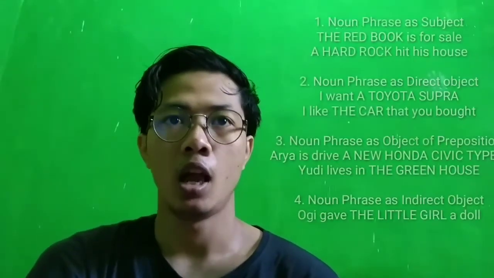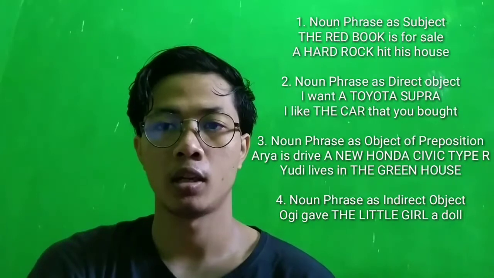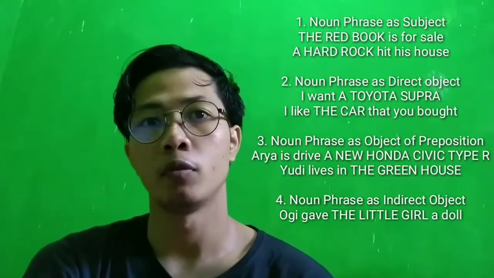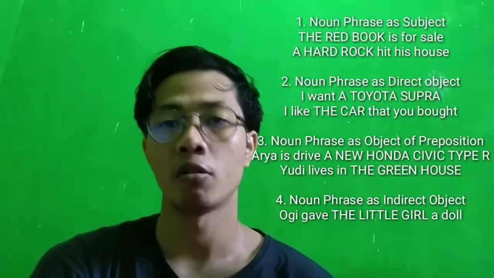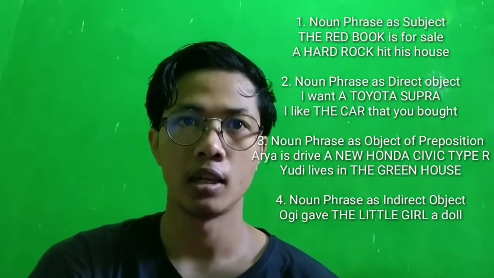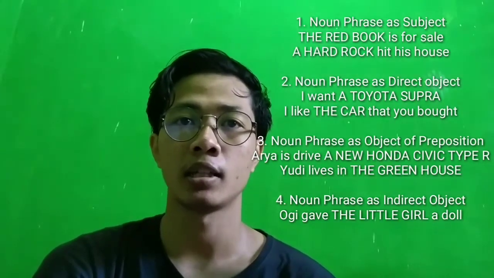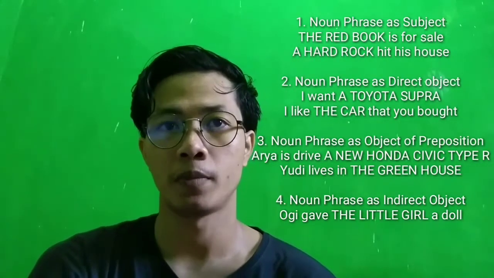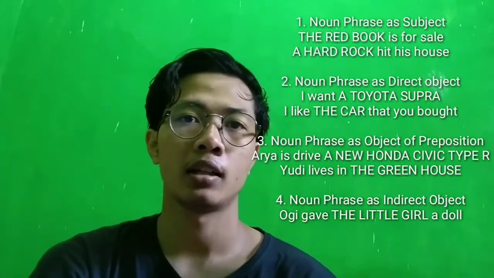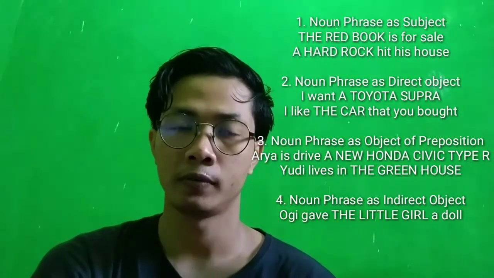And this is the example of noun phrase. The first is noun phrase as a subject. Example, the red book is for sale. The hard rock hit his house. And the second is noun phrase as a direct object. Example, I want a Toyota Supra. I like the car that you bought.